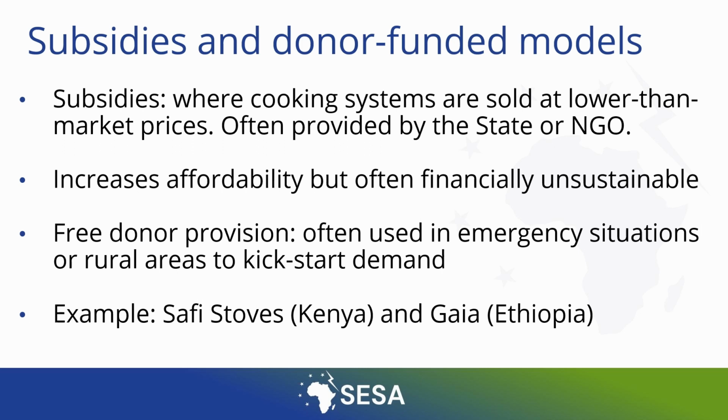A couple of examples here, both from Africa. The Safi stoves were subsidized in Kenya and then offered through a revolving fund for households in the Kibera slum of Nairobi. And a company called Gaia supplied bioethanol from sugarcane production for cooking systems for refugees in Ethiopia. And some of these have been quite successful in terms of uptake and use, but have faced challenges in terms of financial sustainability and scale up.